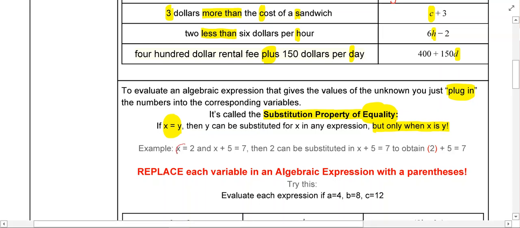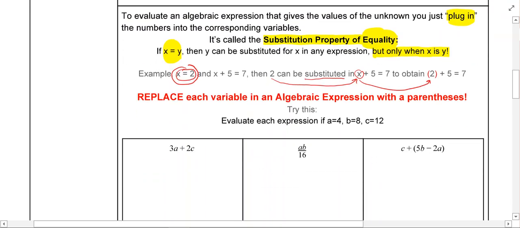Example, x is 2. It's been declared. What is x? It's 2. What's 2? It's x. So you can read it either direction. And x plus 5 is equal to 7. Then 2 can be substituted in x plus 5 equals 7 to obtain 2. See how the x is here? And I'm substituting the 2 in for the x, and now it's written with parentheses, and I have a 2 there. It's been substituted. It was declared equal back here. So I can do that. 2 plus 5 is 7. Now let's get into some good examples.